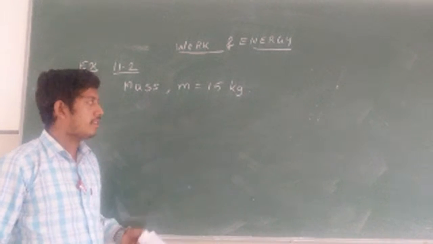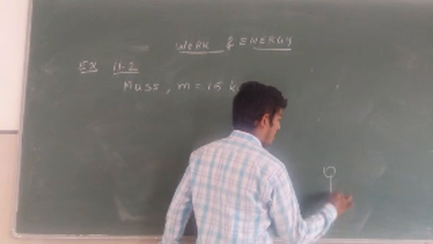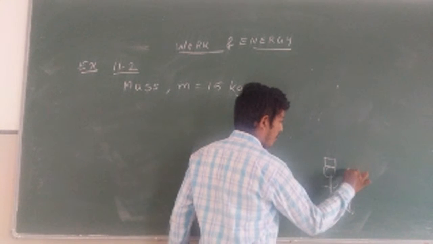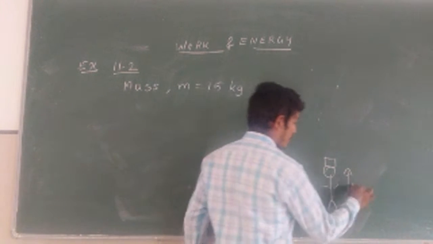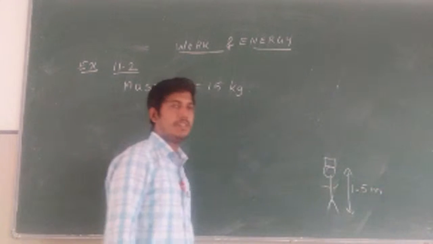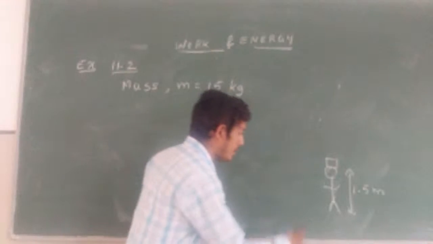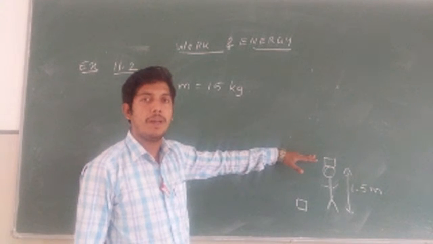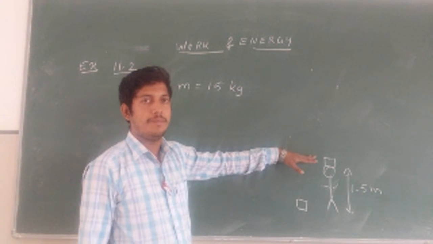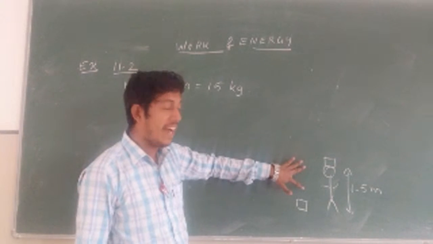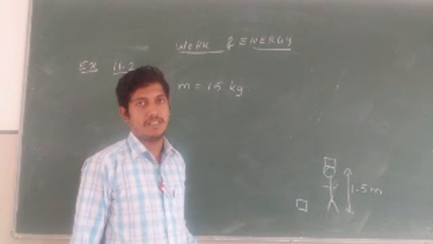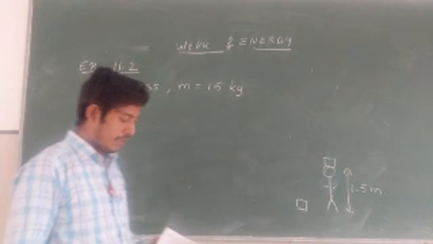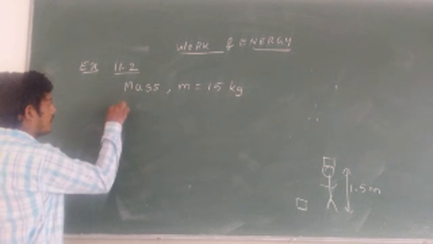Then the porter lifts that luggage onto the head. Therefore, from the ground the distance is 1.5 meter. That means we can consider the displacement. Initially the object is on the ground. Now that object is present 1.5 meter away from the original position in the upward direction. So this height we can consider as the distance, or as the displacement of the object.